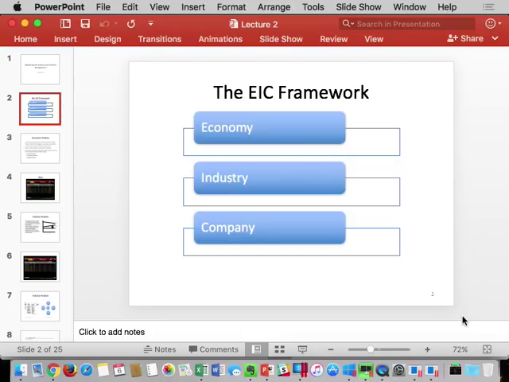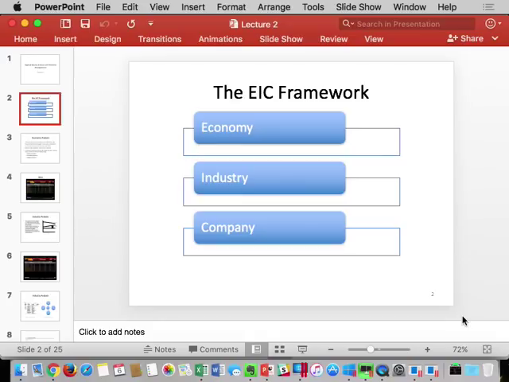Okay? And if you remember on the first day of class, one of the comments that I made is approximately 50%, give or take, of the performance of a company is the industry that it's in. Well, the EIC analysis will help us understand that and how it's changing over time. Okay, so let's start out with the economic part of this external analysis.